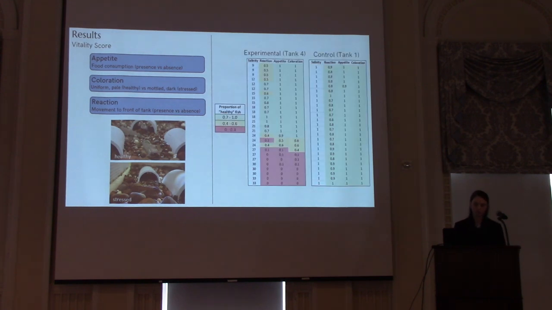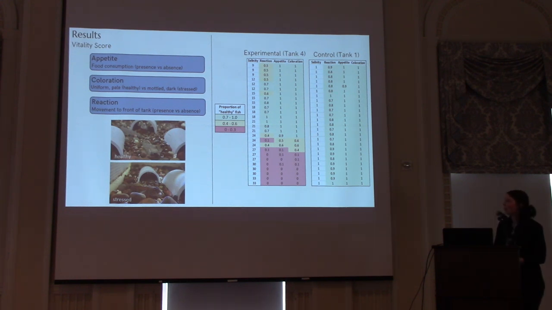So what we can do is look at the proportion of fish in the tanks that are exhibiting these unstressed or healthy behaviors and compare them between the control and the experimental tanks. I have this color scaling here, so if 70 to 100% of fish in the tanks were deemed healthy or unstressed, that's green, meaning there's low levels of stress in the tank. Moderate levels of stress is when 40 to 60% of fish in the tank are showing signs of stress. And then 0 to 30% is going to be high levels of stress in the tank, seen in red.